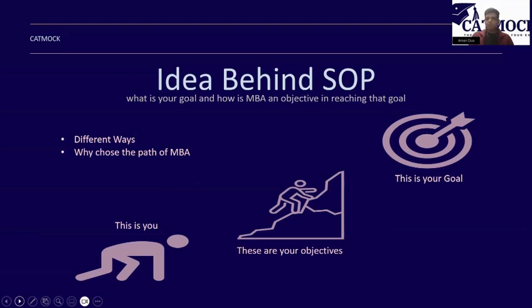So in the long term, maybe I want to become rich. So in the short term, I want to do a corporate job so that it can give me some experience so that I can start my own business. So these are different ways you can define your goals. MBA is an objective which you need to reach your goal, right? So the idea behind an SOP is to understand what your goal is and how MBA is an objective in reaching that goal. You had a goal and you had different ways you could reach it. Why did you choose MBA as a way?